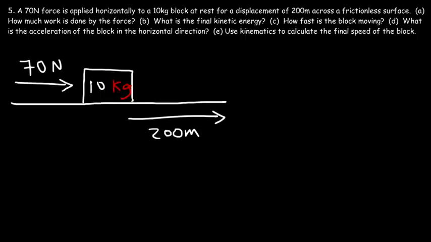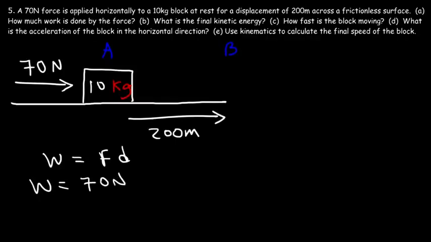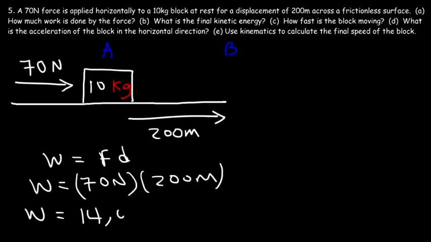During that time, we want to calculate how much work is done by the force as it travels from point A to point B. So the work done by the force is the force times the displacement. So the force is 70 newtons and the displacement is 200 meters. So it's 70 times 200. 7 times 2 is 14, so we just got to add the 3 zeros. So the work done by the force is 14,000 joules.